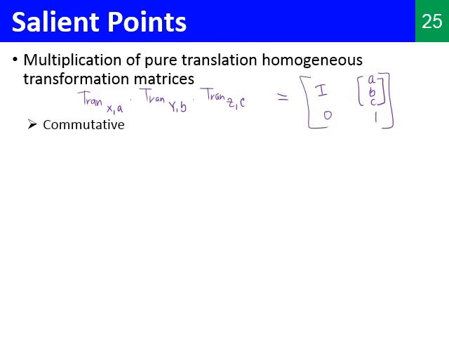And furthermore, the operations will be commutative. That is, let's say we take the translation about x-axis A amount followed by translation in Y direction B amount. Okay, that would be equal to first doing the translation in Y direction followed by a translation in X direction. Again, this is possible because there is no change in the orientation.